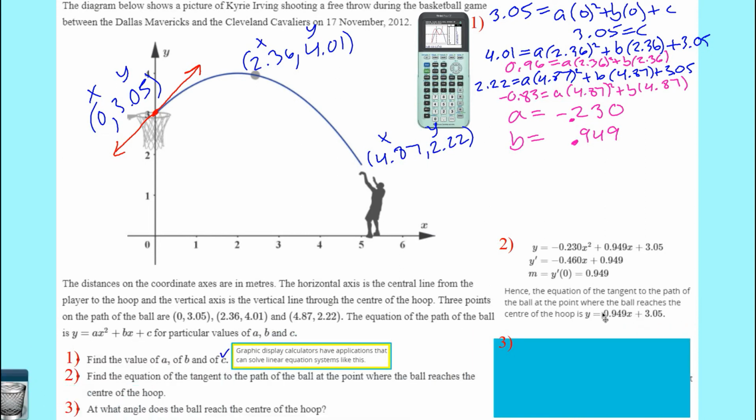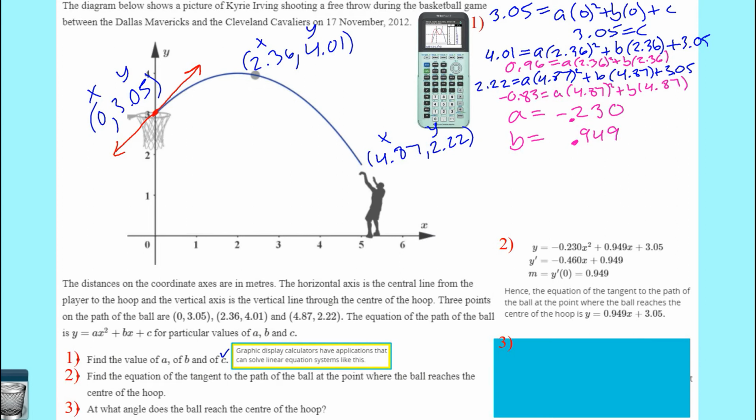Okay, so again, that was y equals mx plus b, where m is your slope, which we found using the derivative, and our b is our y-intercept, which is given. It's our point.